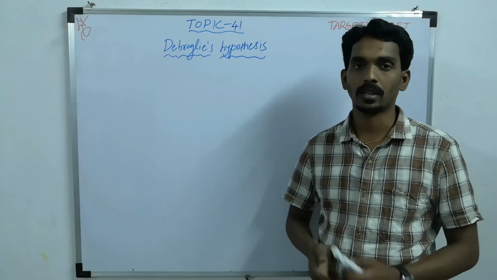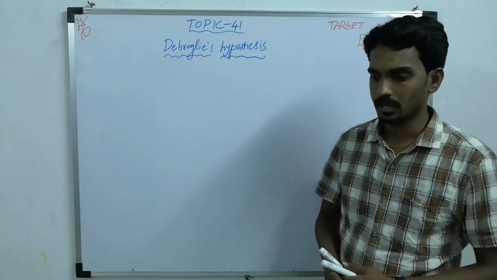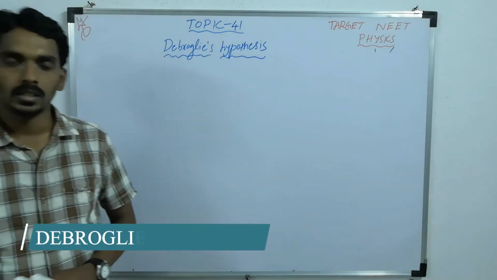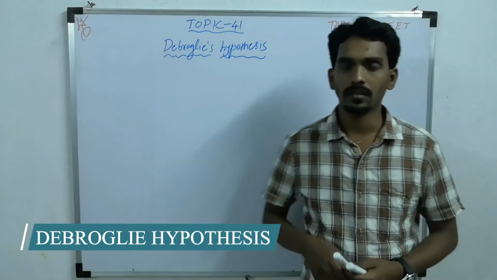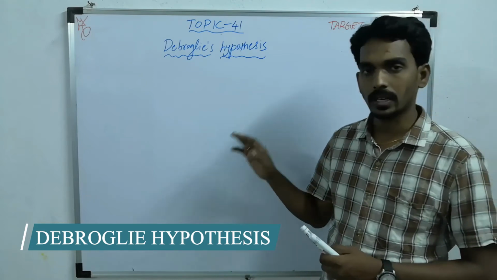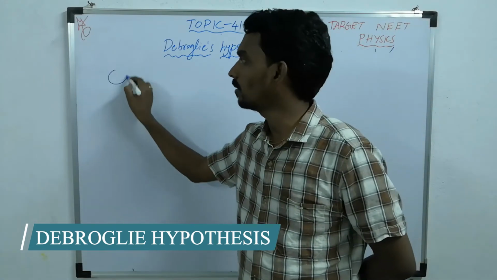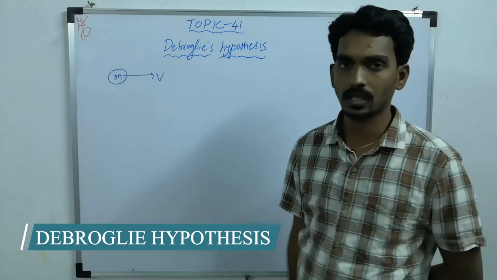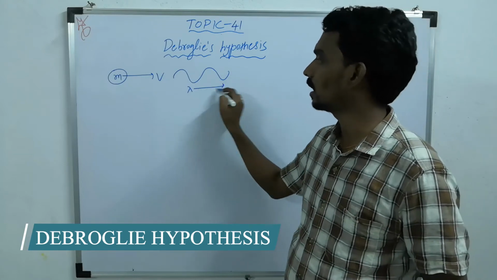This is one of the easiest topics of modern physics, the de Broglie hypothesis. In dual nature of radiation and matter, we say there are two types of nature: particle nature and wave nature. According to him, every object having some mass, if it is moving with some velocity, is associated with some wave having wavelength lambda.